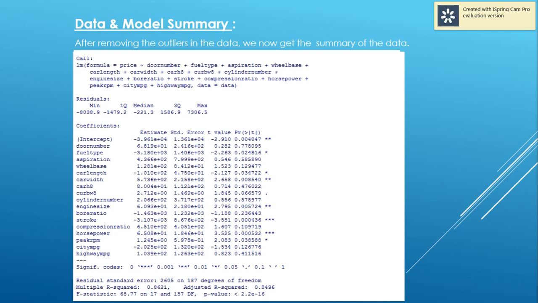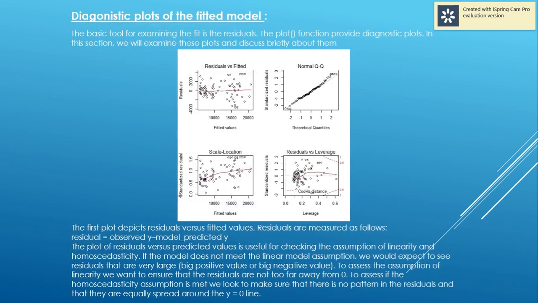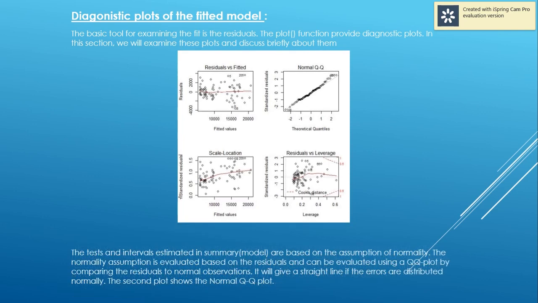Now we will plot the model. The first one is residuals versus fitted, the second one is the normal QQ plot, the third one is scale-location, and finally the fourth one is residuals versus leverage. The first one tells us about our linearity assumption. The second one holds for the normality condition. The third one is for checking homoscedasticity, and the fourth one tells whether our data contains any influential point or not, using Cook's distance.